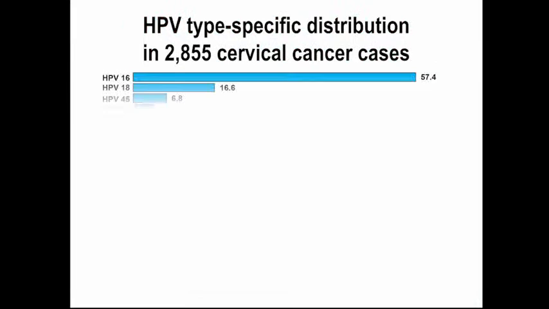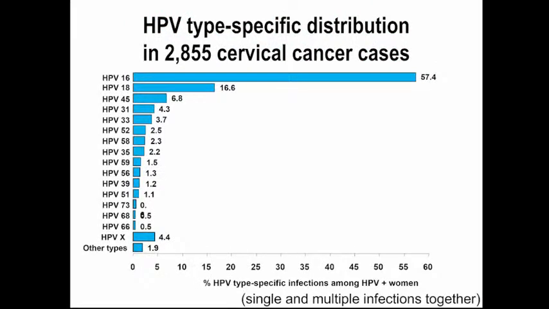Then when we look at specific sites and a sampling of cervical cancers from around the world, almost 3,000 cases, we can see that HPV type 16 singularly was responsible for 57%, then type 18 with 16%, then 45, 31, progressively less, and then other types that are yet to be identified. HPV-X means it hasn't been molecularly characterized. And some of this, of course, could be single or multiple infections together.